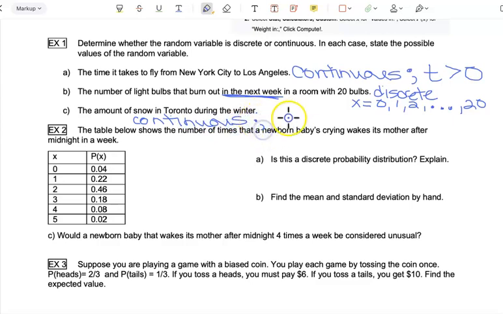So for our amount of snowfall, it's possible that it could snow none in Toronto during the winter. Not likely, but it is possible. It's not an impossible event. So we'll just use S to represent snow, I guess.